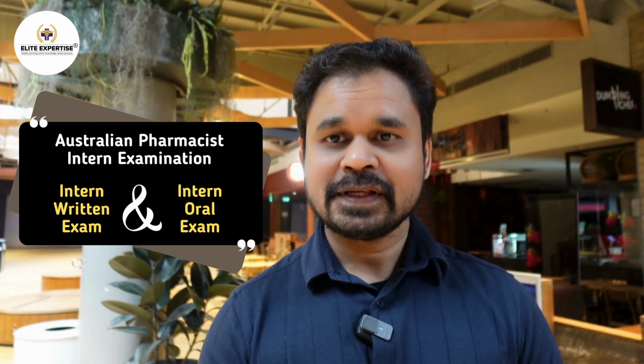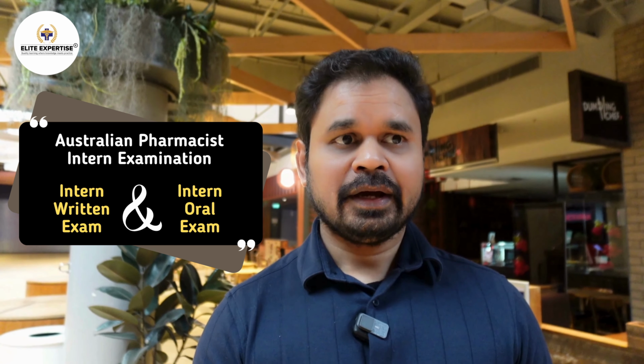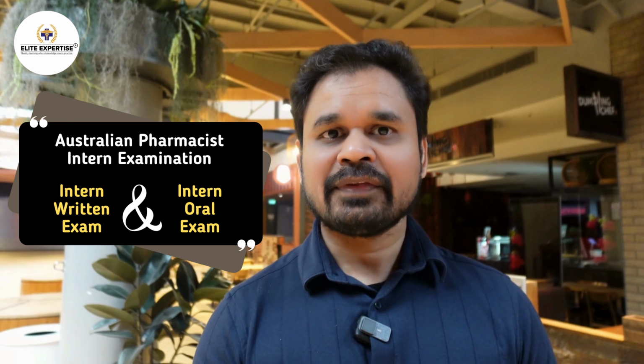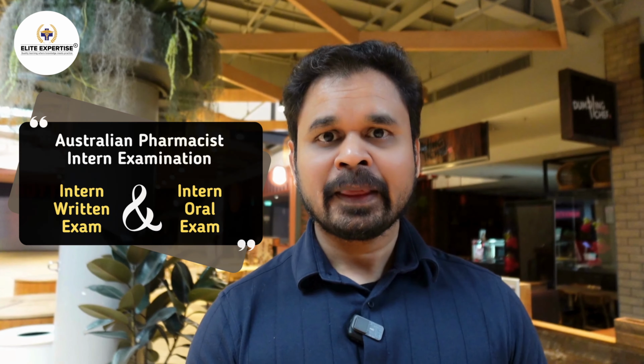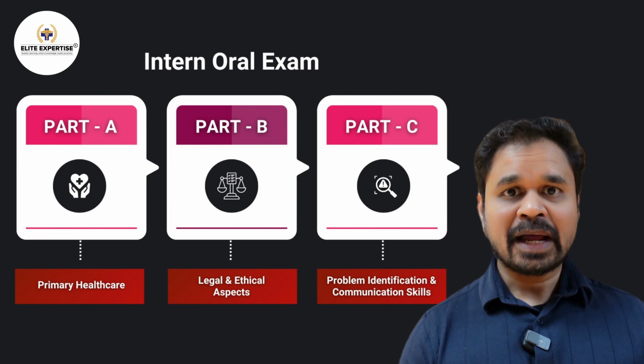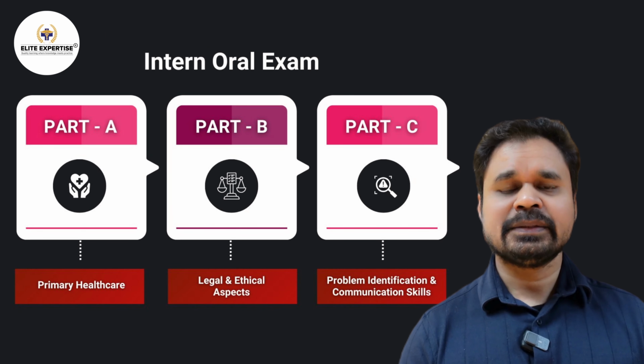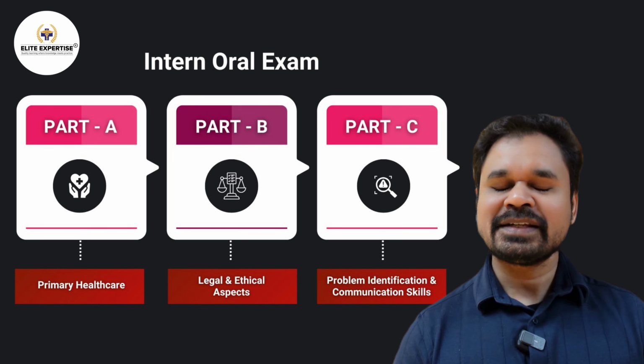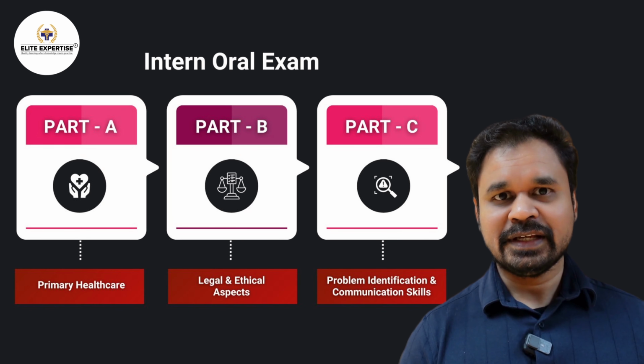Hello guys. In case you are preparing for the Australian pharmacist intern examinations, that is, for the intern written as well as the intern pharmacist oral examination, then you must know about the intern examination pattern. So what are the things that they ask mainly in the oral examination? The intern pharmacist oral examination will have three parts. Part A is primary healthcare. Part B is legal and ethical aspects, and part C is problem identification and the communication skills.